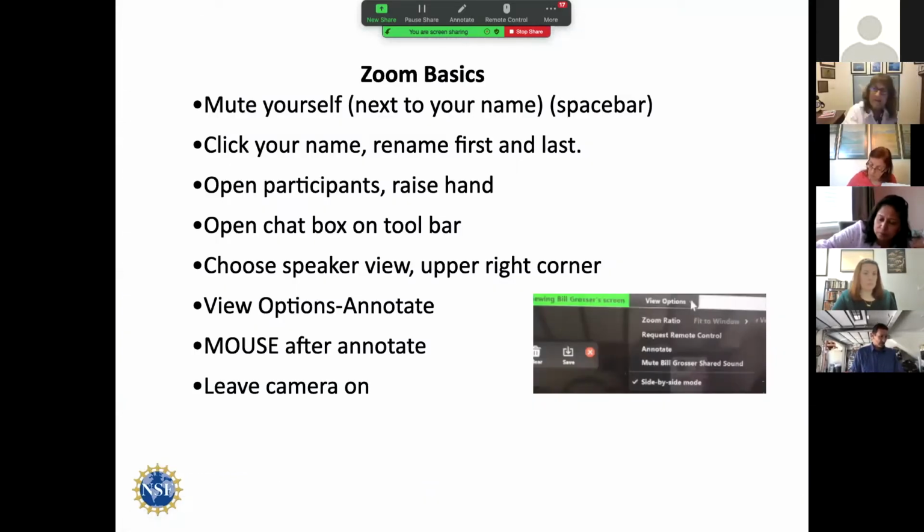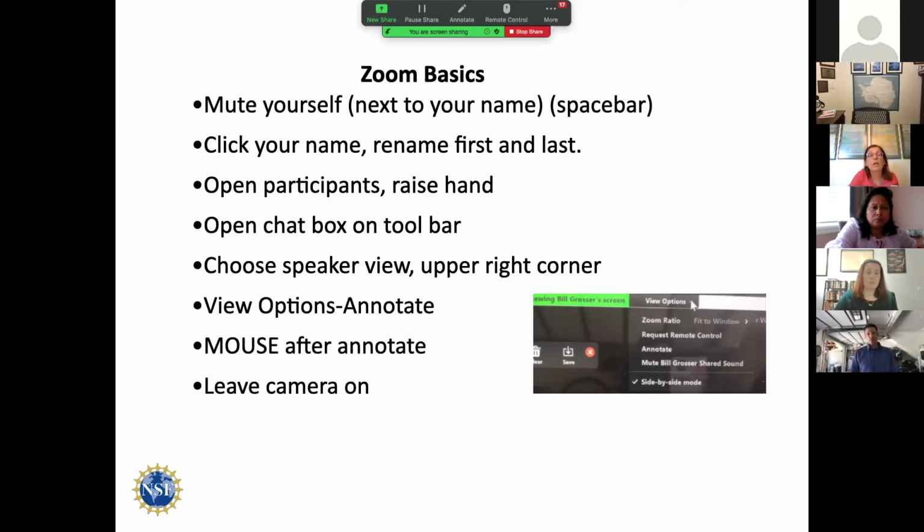So we are going to use the annotate feature again. Remember that's under View Options and Annotate. I put a little screenshot there. So you might want to try to get there now just to make sure you can annotate. In fact, if you want to try the annotate, go ahead and you can put a stamp on my screen there or something like that on the Zoom Basics screen to make sure everybody's there.